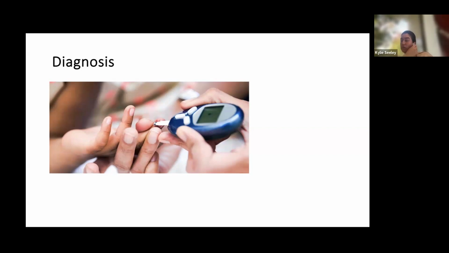In children who aren't symptomatic or who are at high risk of having diabetes, we can also check something called an A1C, which is our average. It gives us an average of what the blood sugar has been over the past 3 months. And so an A1C greater than 6.5 is another way that we can make a diagnosis of diabetes.